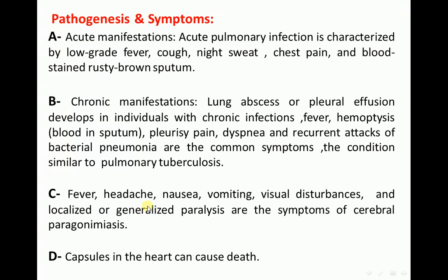Fever, headache, nausea, vomiting, and visual disturbances, also localized or generalized paralysis, are the main symptoms of cerebral paragonimiasis. Capsules in the heart can cause death.